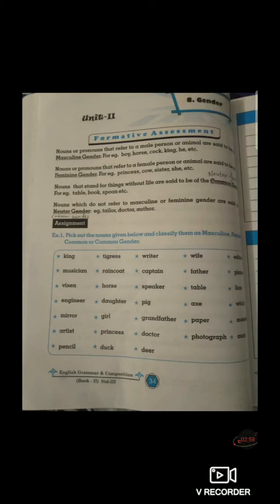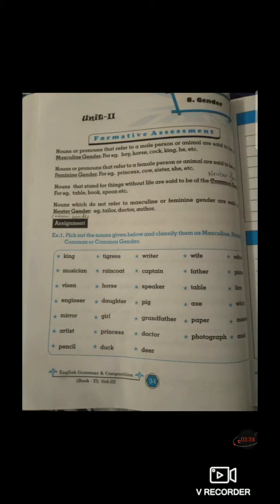Now students, come to the seventh line. Nouns which do not refer to masculine or feminine gender are said to be the neuter gender. So students, there is written neuter gender. So cancel that word and write over there common gender. It's a common gender. For example, tailor, doctor, author.